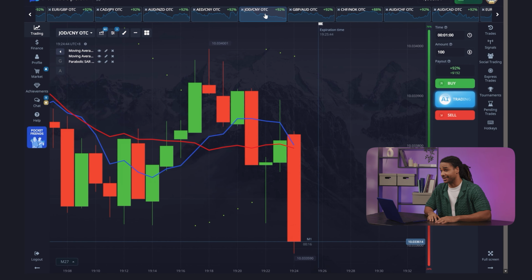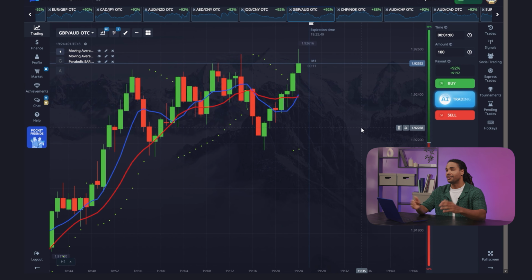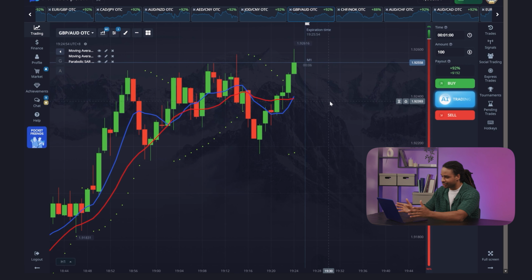Let's keep searching for the next signal. We have everything we need to open a trade, parabolic dots and an SMA crossover. We open a buy trade.